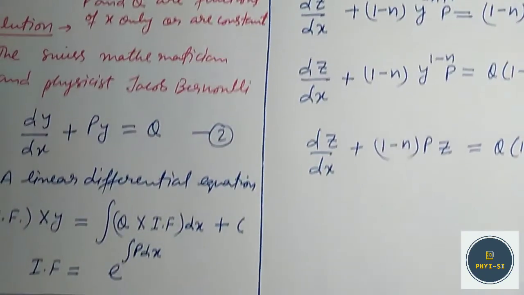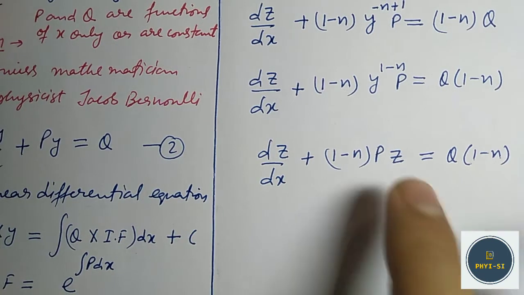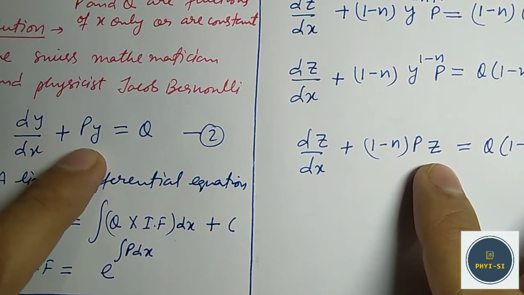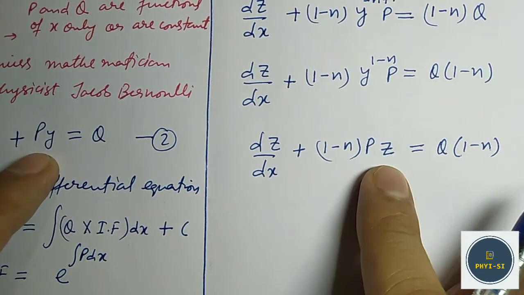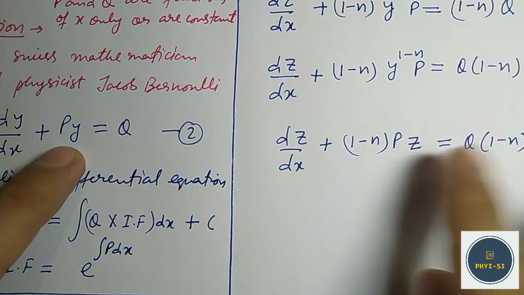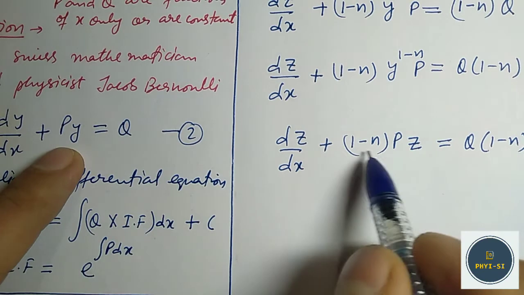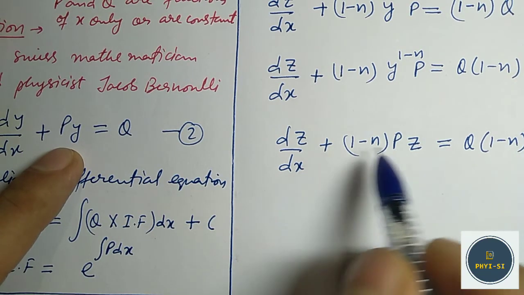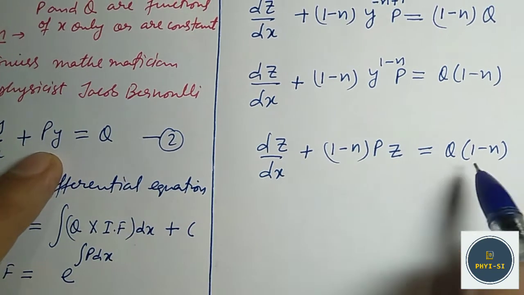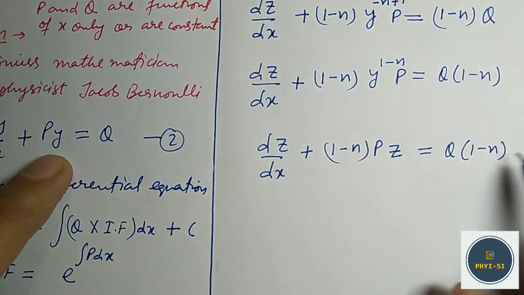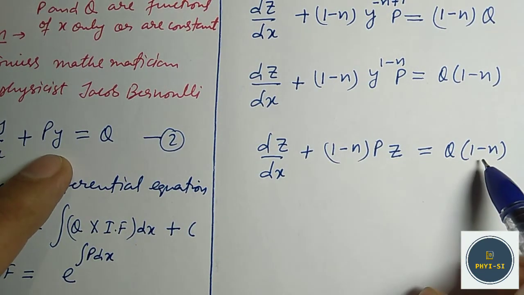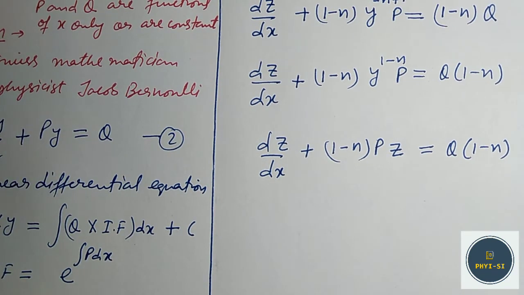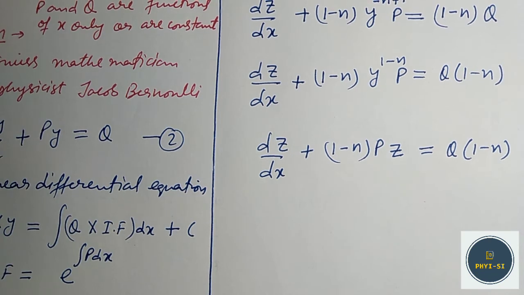So if I compare this equation with this equation, this is equation number 2, we have just changed the variables. The p becomes (1 minus n) into p, and here also n is just a number, and with q we also have a factor which is just a constant.